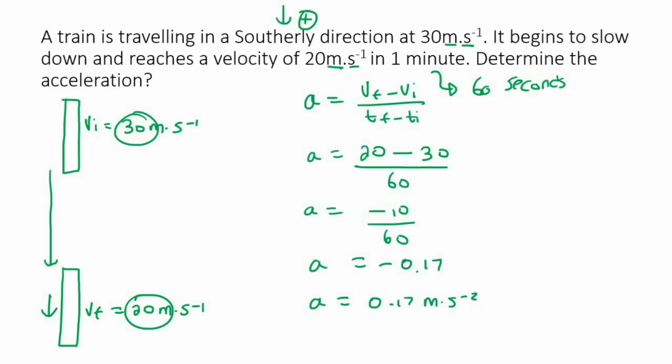Now, we chose south as positive. That means north is negative. So if we got a negative answer, then it just means north. Don't say it there. No. You must always go to this next line where you put this as a positive number and then say north.